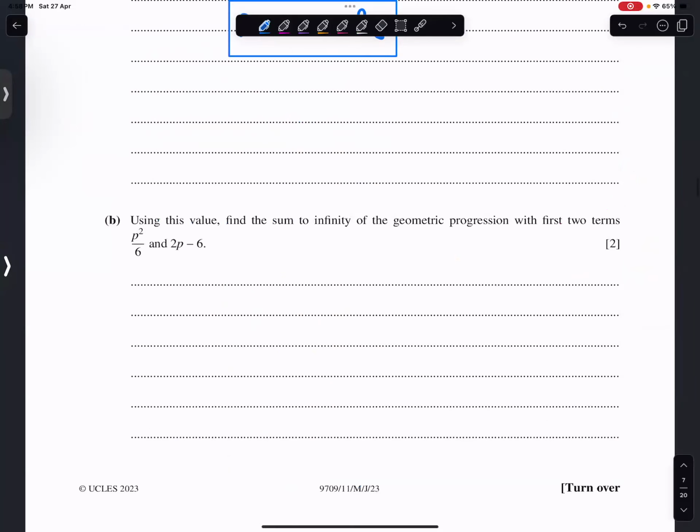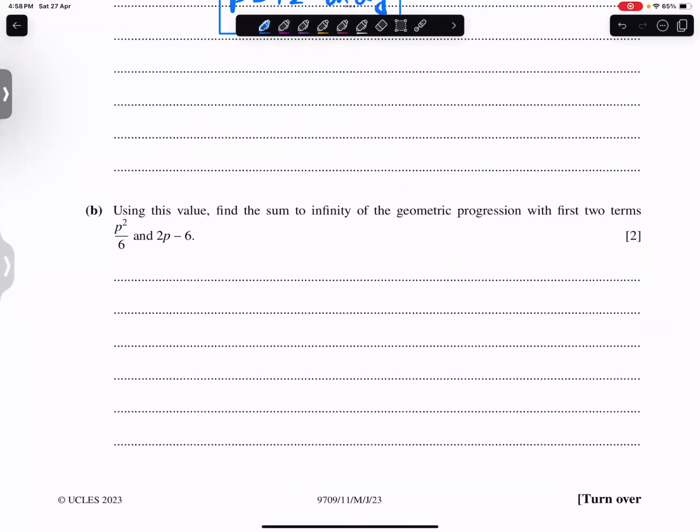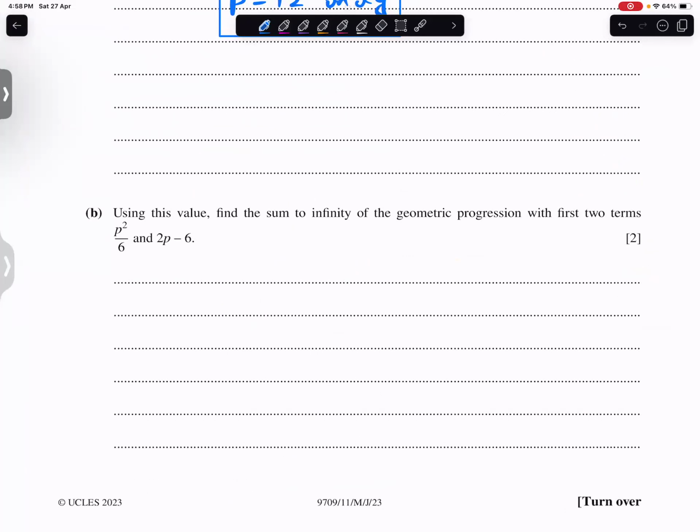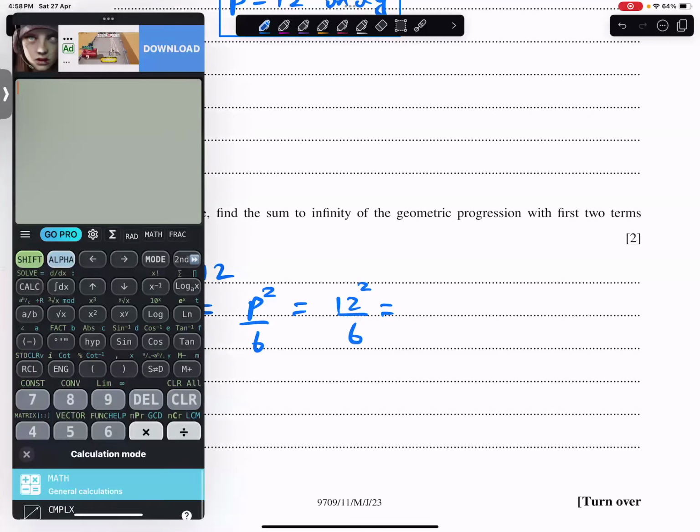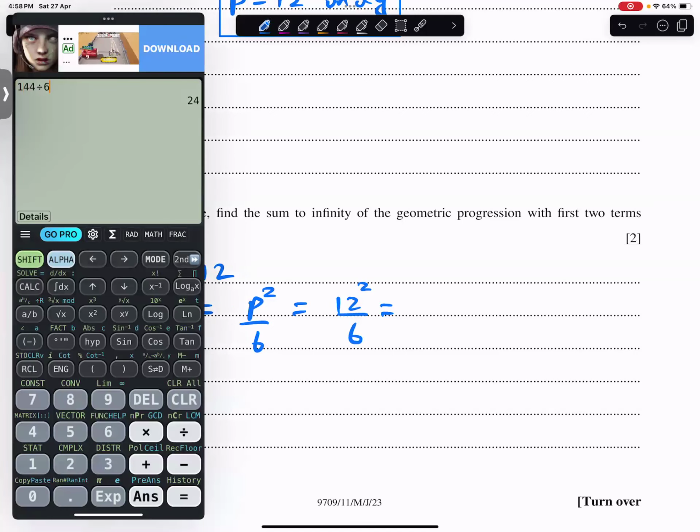Okay, using this value of p, find the sum to infinity of the geometric progression with first two terms this. So students, what is your value of p? 12. So what is your first term, children? p square over 6. So 12 square over 6. 12 square is 144. 144 divided by 6 will be 24.